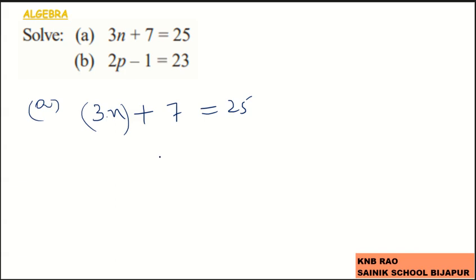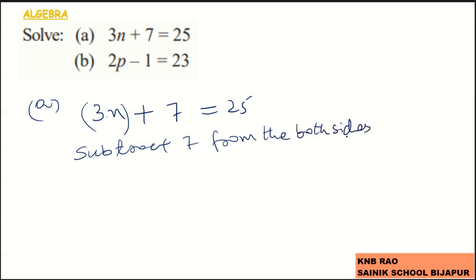So, we have to do the operation what is done last, reverse of it first. Here n is multiplied by 3 and that product is added to 7. That means adding 7 is done last. So, I have to do removing that. So, subtract 7 from the both sides. This we have to do first.